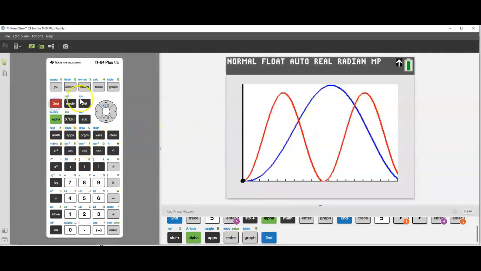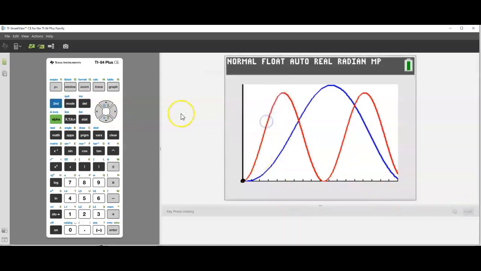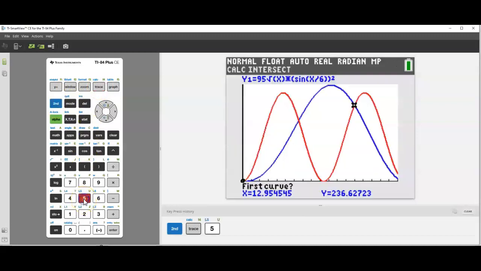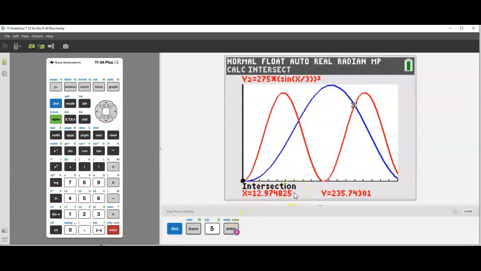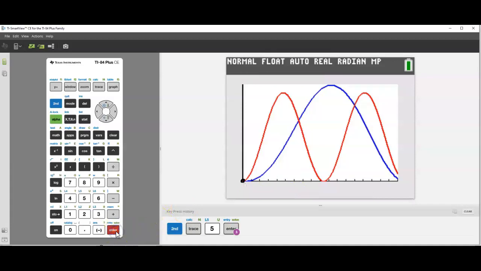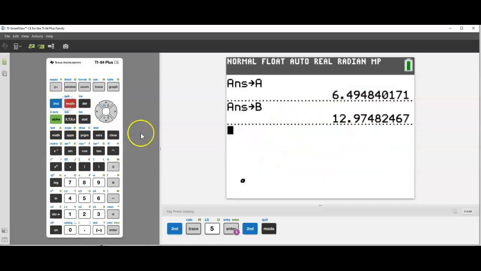You're going to push second. Let me clear my history, actually, so you guys can follow the button I'm pushing a little bit more easily here. So you're going to push second, trace 5. You're going to scroll over until you get to a place where the blue line and the red line are intersecting, and you push enter 3 times, and it tells you the answer. And then if you want to store it, you push enter. And then you push store, and then alpha, and then pick a letter.